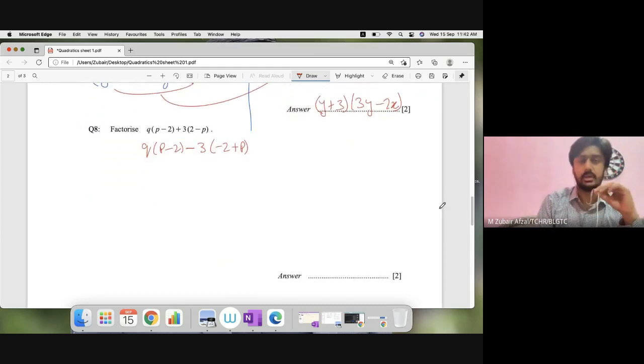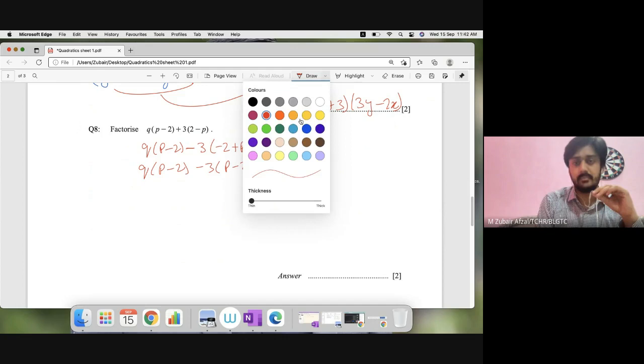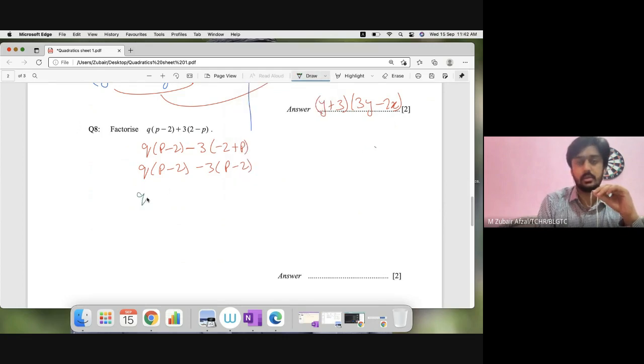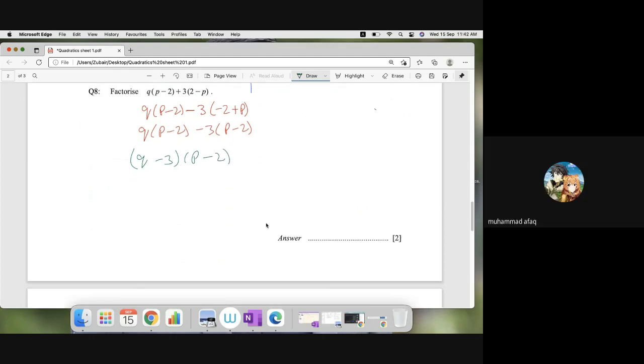And then a rearranging part, this is q times p minus 2, minus 3 times p minus 2. Now we have these two brackets the same. Just write the answer: q minus 3 times p minus 2. Any objection? No sir. This was a 2 marks question.